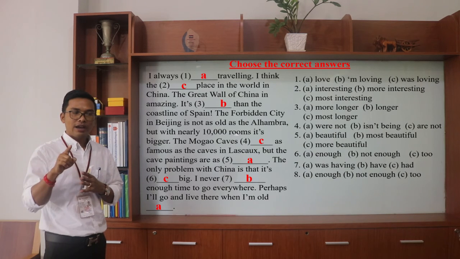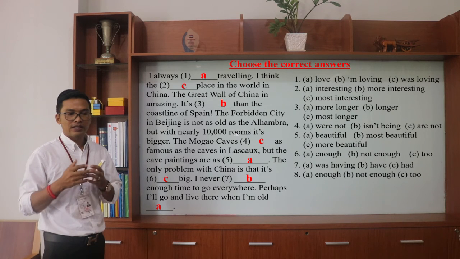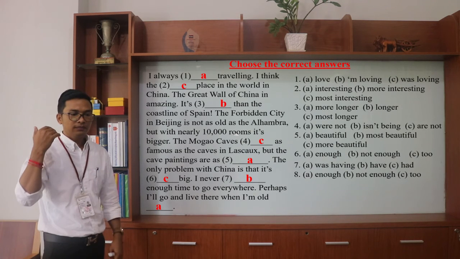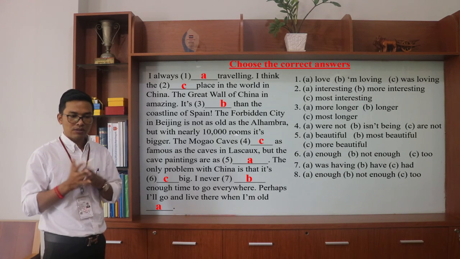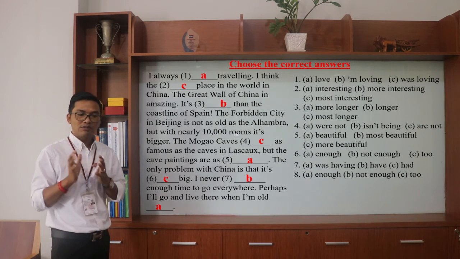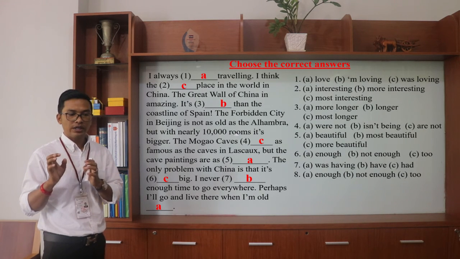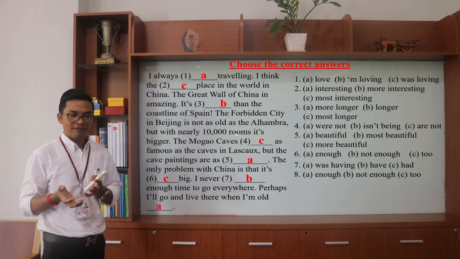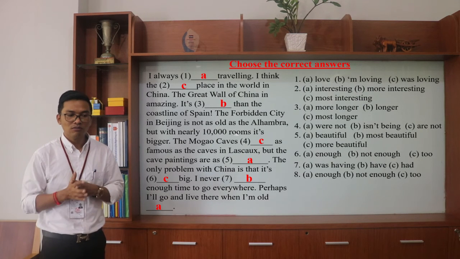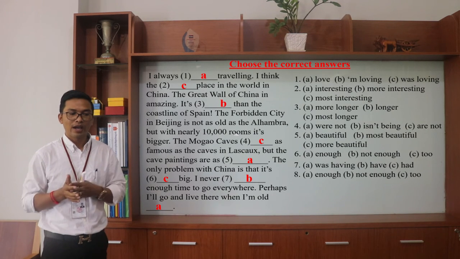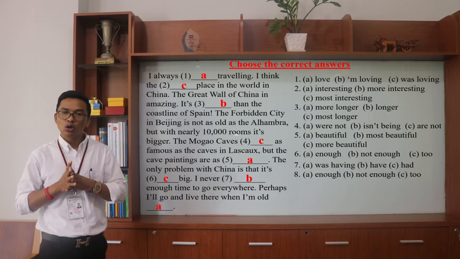So because caves, plural, right, are not as famous as the caves in Lagos. But the cave paintings are, number five. You see, beautiful, more beautiful, and the most beautiful. So the correct answer is as beautiful, right? And number six, the only problem with China is that it's too big. And then number seven, I never have enough time to go everywhere. Perhaps I'll go and live there when I am old enough.